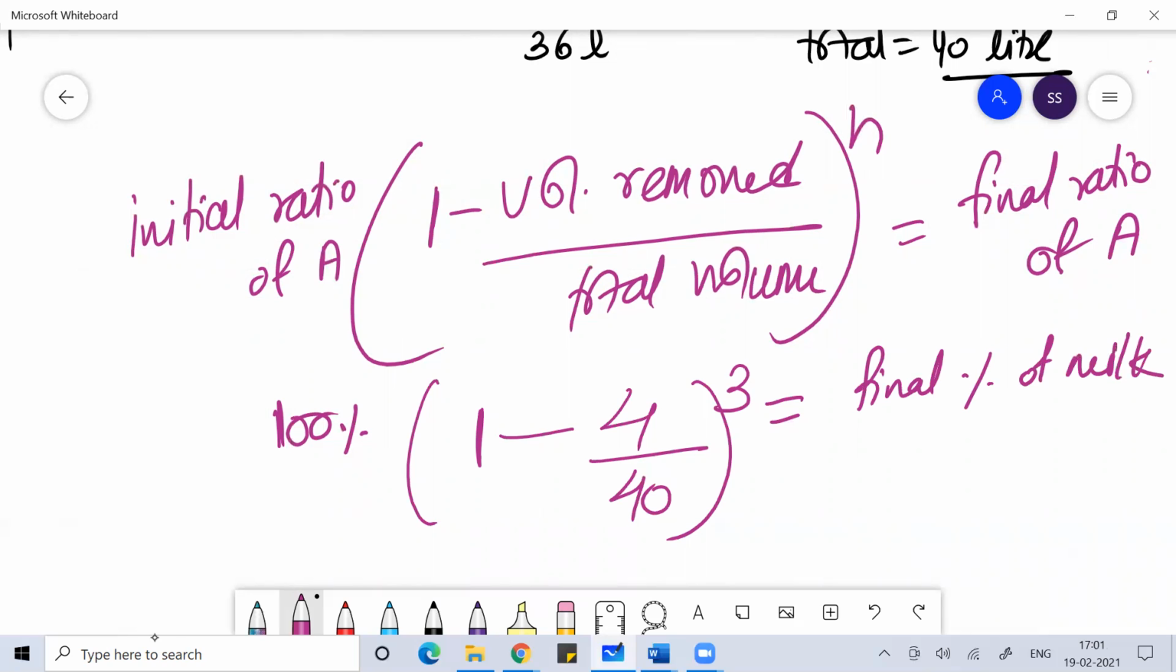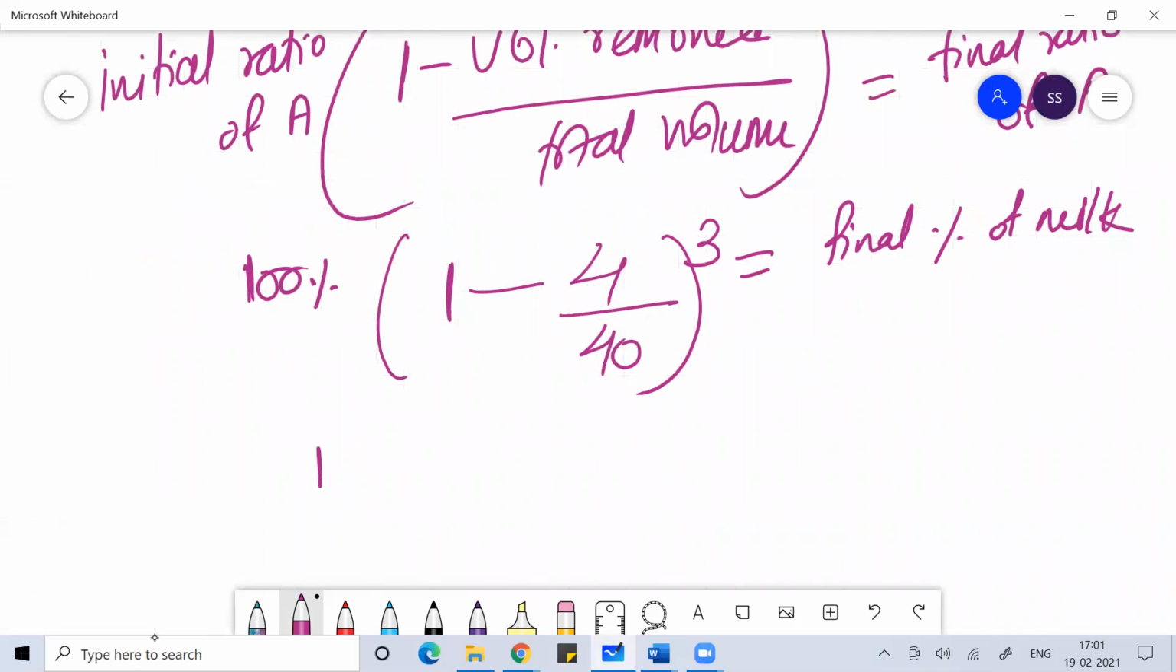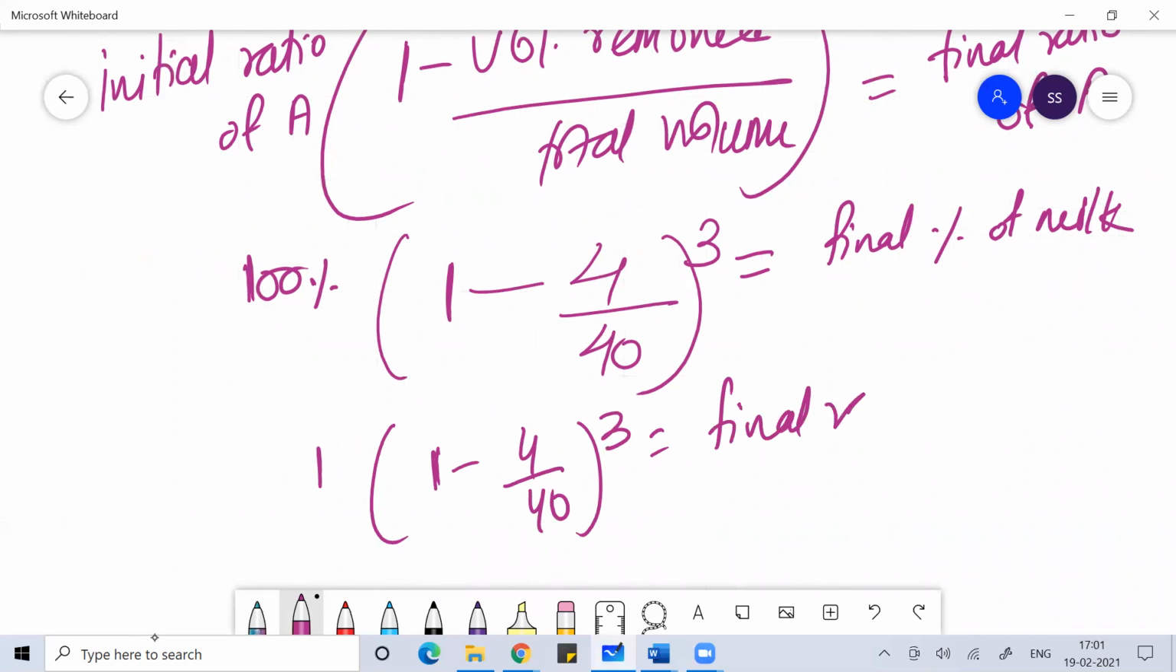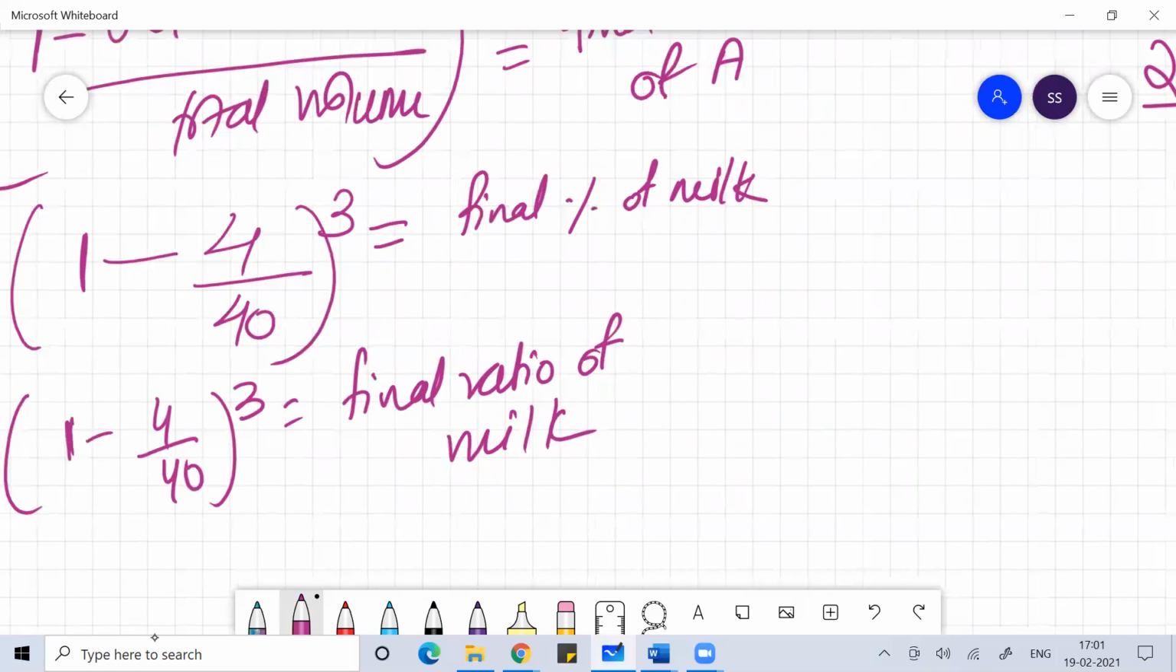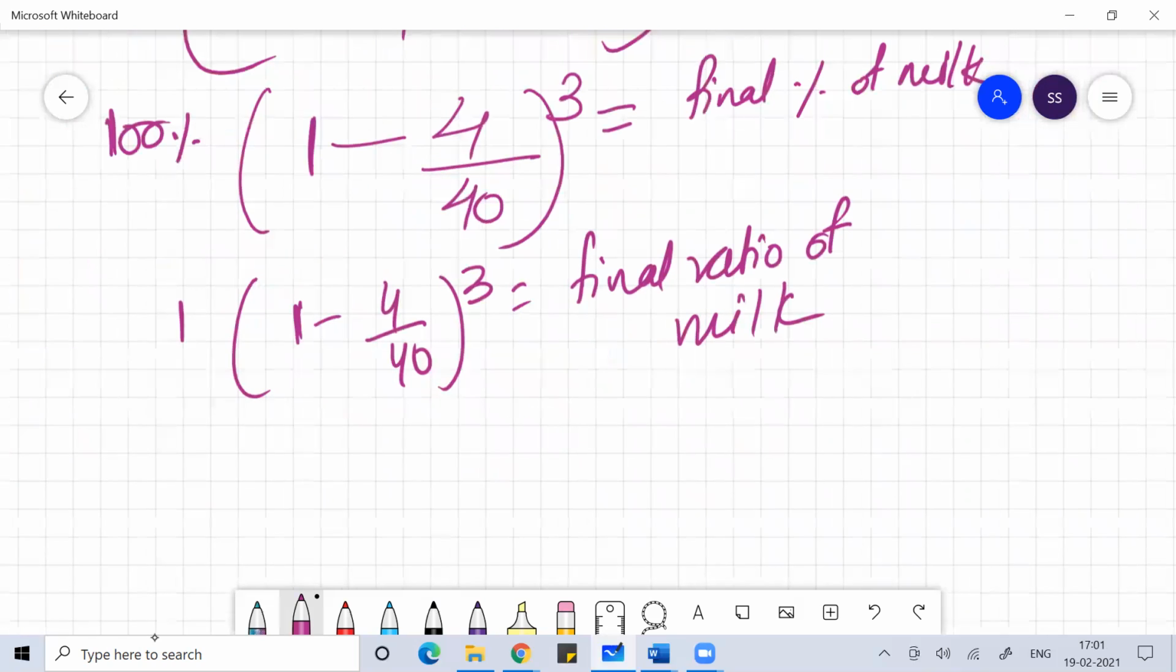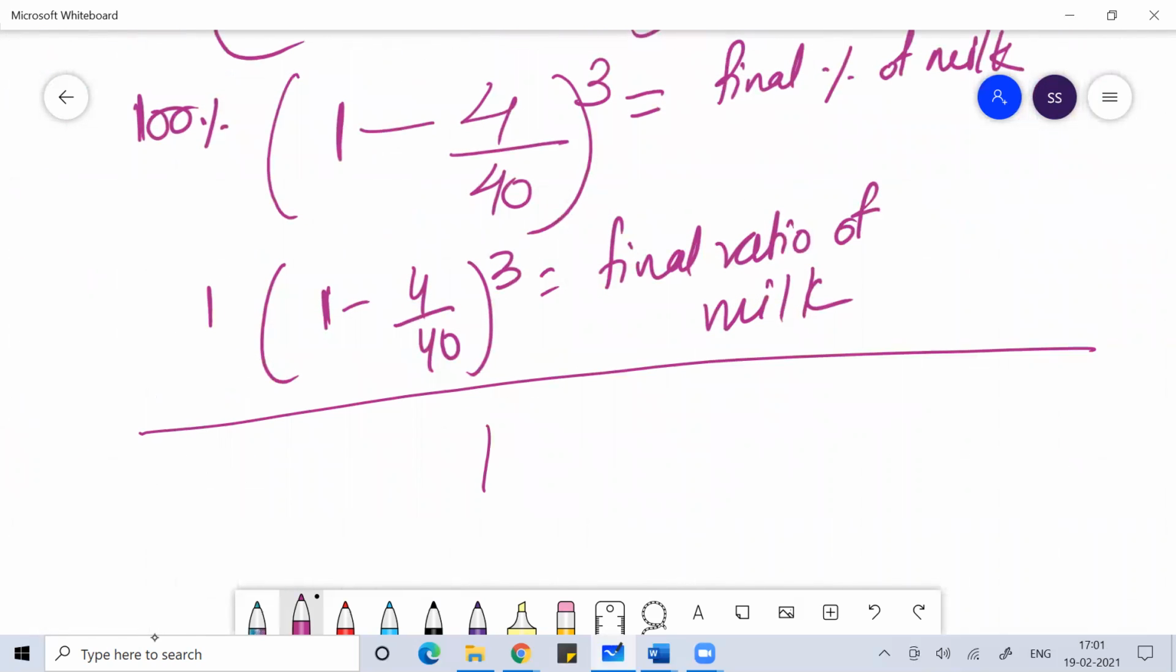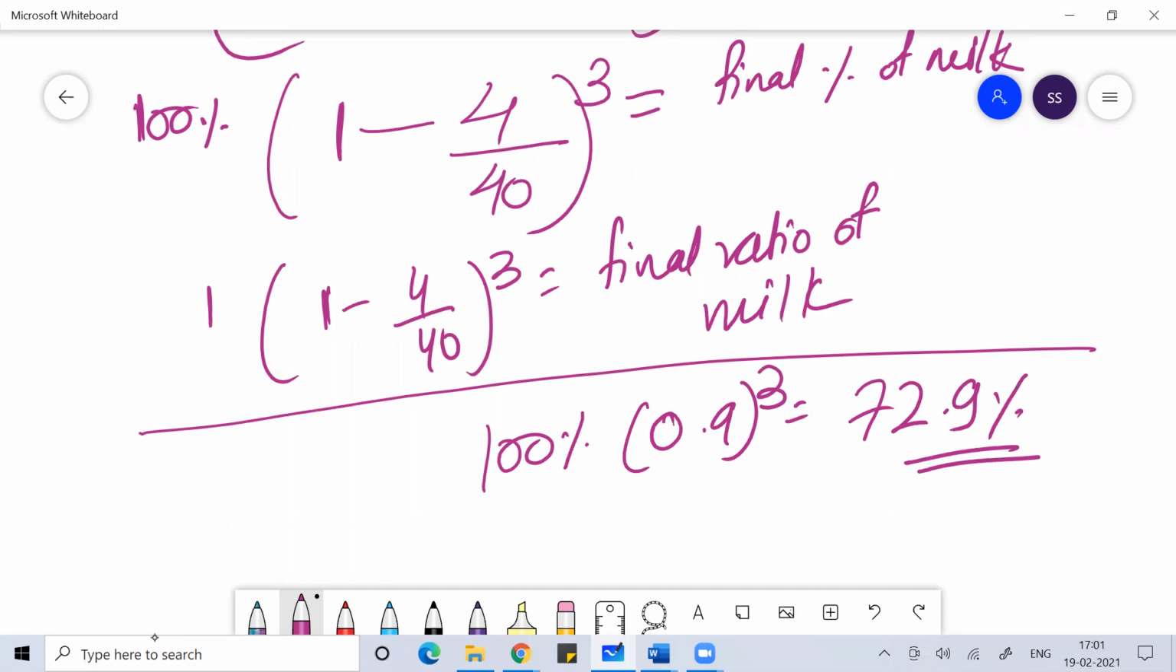1 into (1 minus 4 by 40) to the power 3 is equal to the final ratio of milk. I hope you are understanding this. If you solve this, you will get 0.9 to the power 3, which is 72.9%.